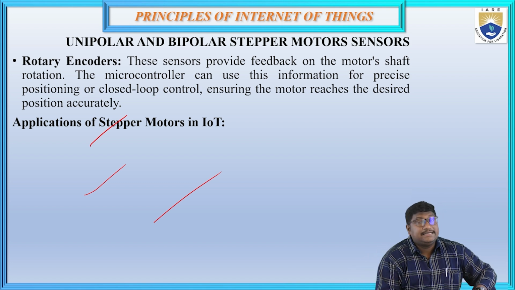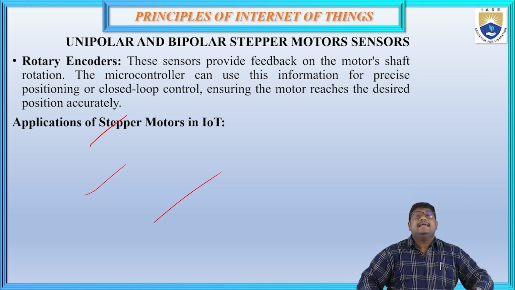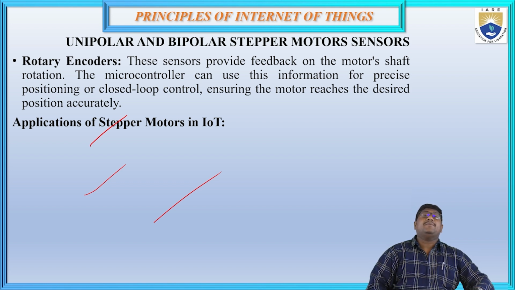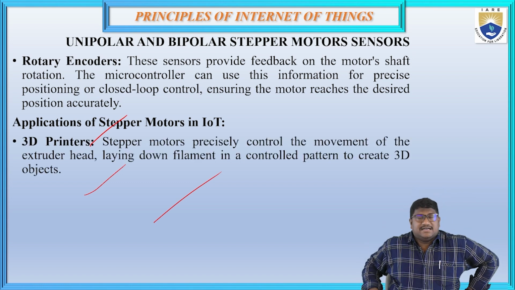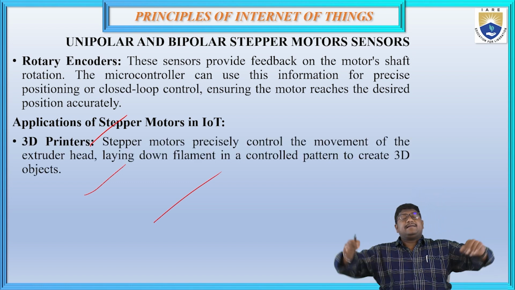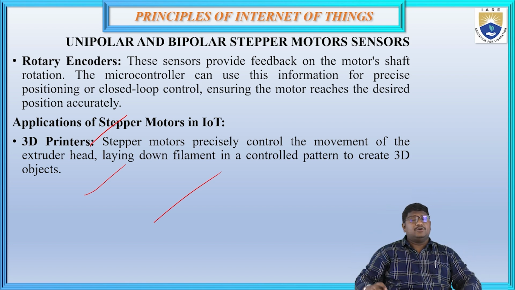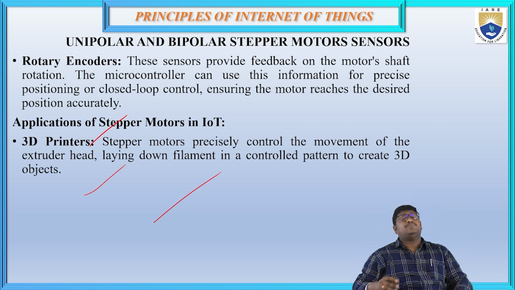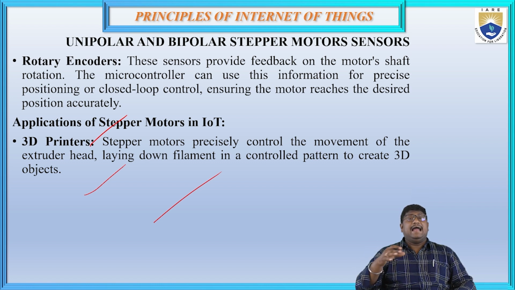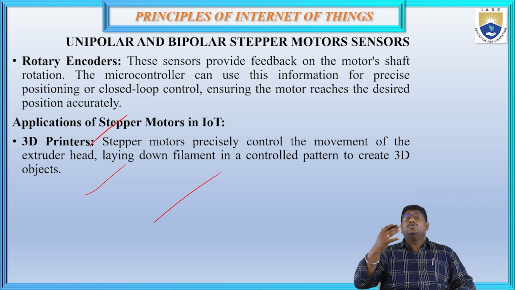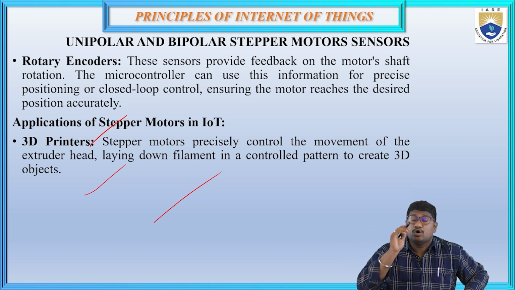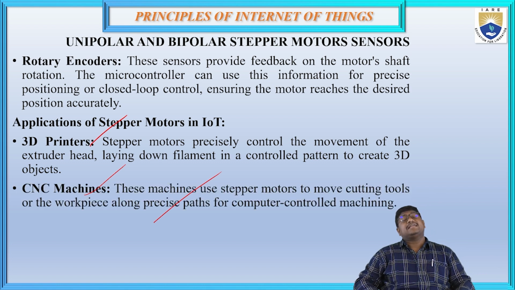And we also need to know about different kinds of applications of stepper motors. Have a look. The first application is the 3D printer. The 3D printer is the best example for stepper motors. Why? Because in 3D printers we use stepper motors to precisely control the movement of the extruder head. This is the head which prints the 3D image by laying down the filament in a controlled pattern to create a 3D image in a good way. For that purpose, stepper motors can be utilized.